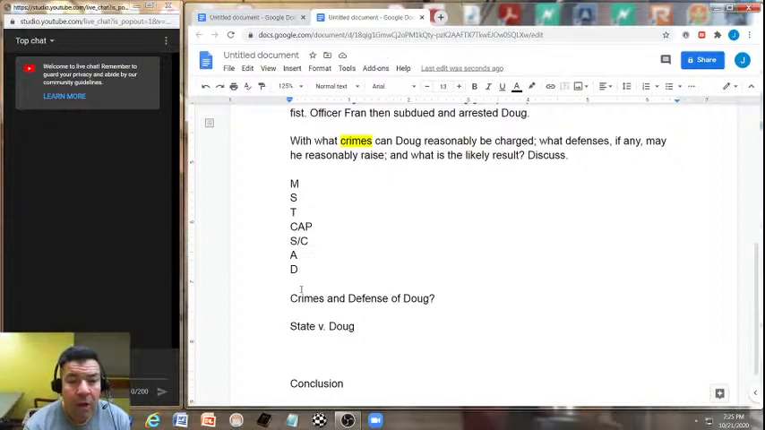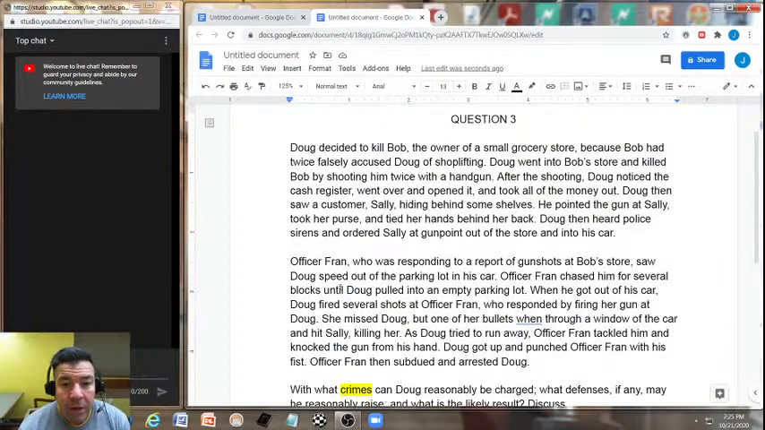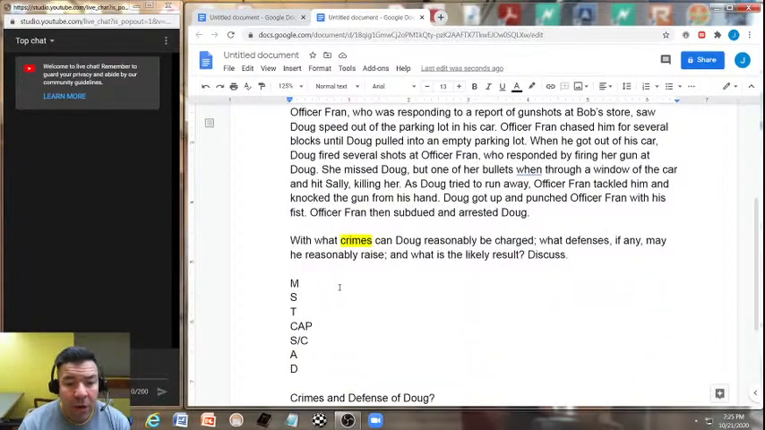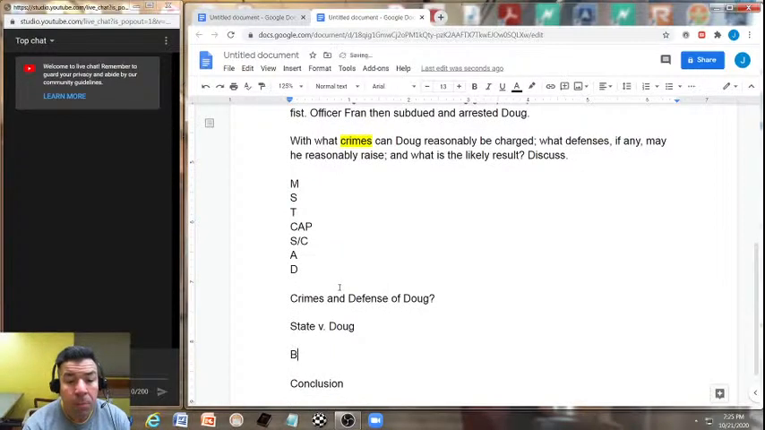Now to our issue spotting application to our facts. Okay, up here again, just to refresh our memory, we have Doug deciding to kill Bob, the owner of a small grocery store, because Bob had twice falsely accused Doug of shoplifting. Doug now went into Bob's store and killed Bob by shooting him twice with a handgun. Right here we have something we call burglary, because we have Doug entering Bob's store, but burglary of what? Burglary of Bob's store.